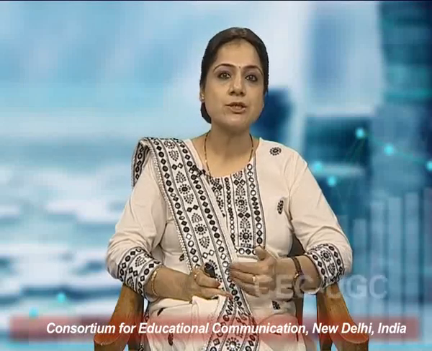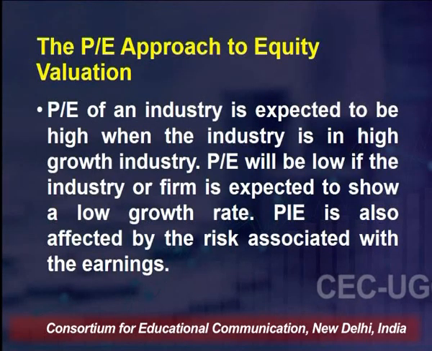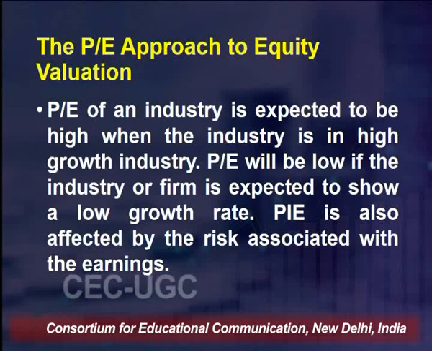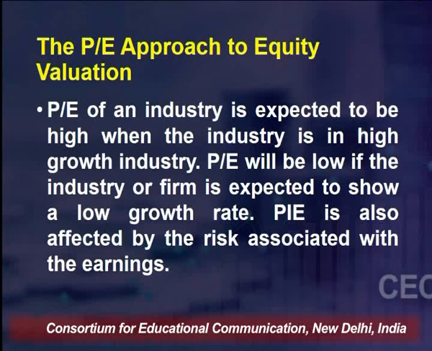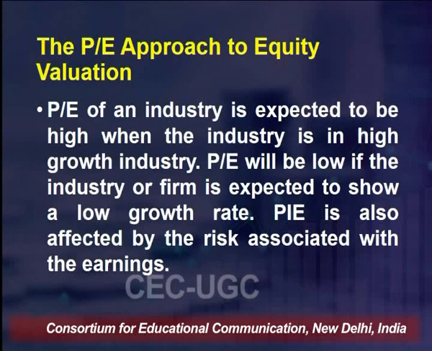The most practical way of using the PE model is that we first compute the industry average PE, or the PE of a similar firm, and then we multiply it by the expected or actual earnings of the stock. That gives us a fairly good idea of what ideally should be the PE of a particular company. The PE of an industry is expected to be high when it is a high growth industry, one that is rising by leaps and bounds, whereas the PE ratio of a particular company will be low if the industry or the firm is expected to show a low growth rate.